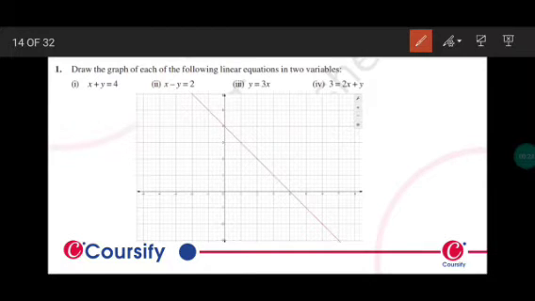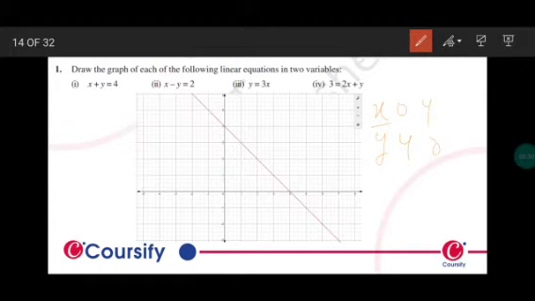We need to plot these linear equations on the graph. So we need to first find the coordinates. To form a line or to draw a line, we need at least two coordinates. So we'll find for the first part, that is x plus y is equal to 4. So x and y. If I put the value of x is equal to 0, we'll get the value of y as 4. If y is 0, then x is equal to 4.